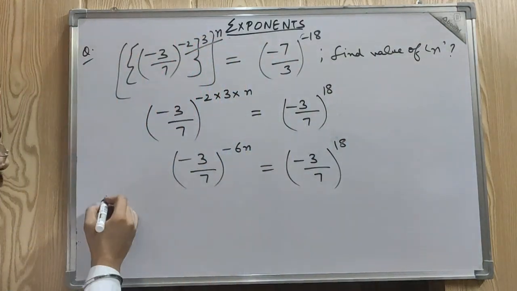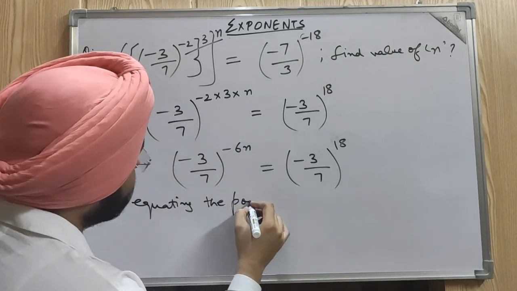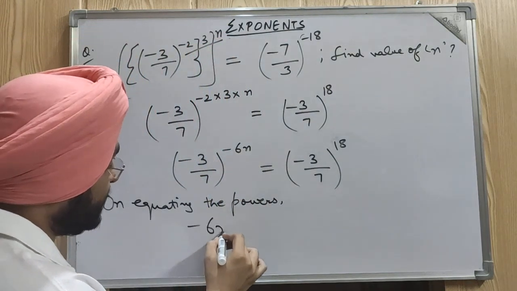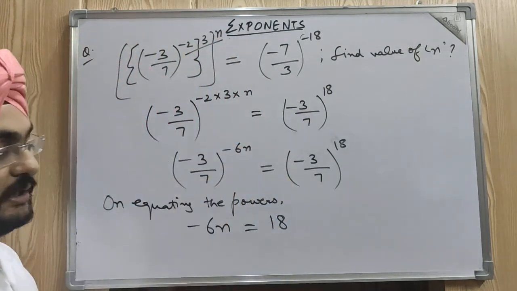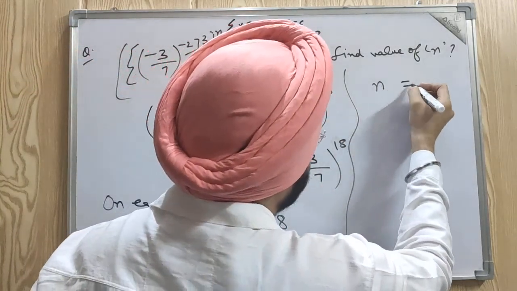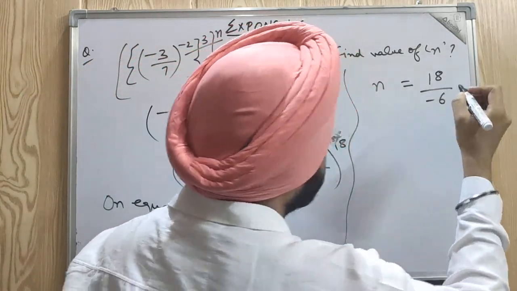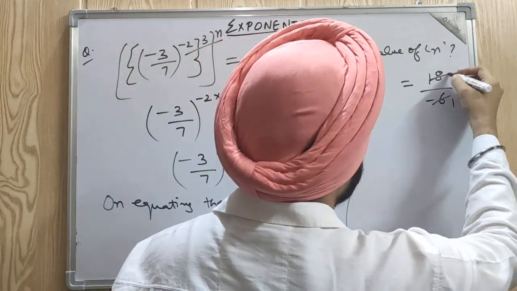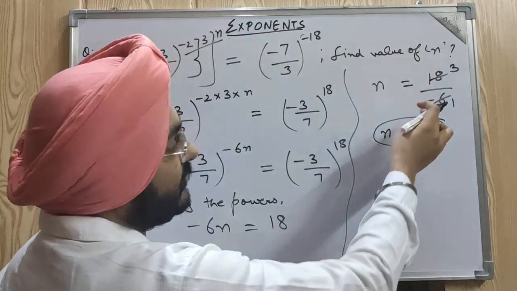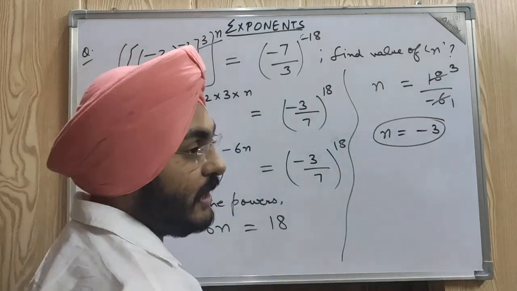So how to write? I will be writing on equating the exponents or powers, but that's your choice. On equating the powers here, what I can say? Minus 6n will be equals to 18 here. On solving, what I will be getting here? We have to find the value of n. This minus 6 will be going to the denominator, so I will be getting 18 by minus 6 here. On cancelling, 6 1 and 6 3, n will be equal to minus 3 here. This negative sign will be shifted to the numerator. So the answer will be n equals minus 3.